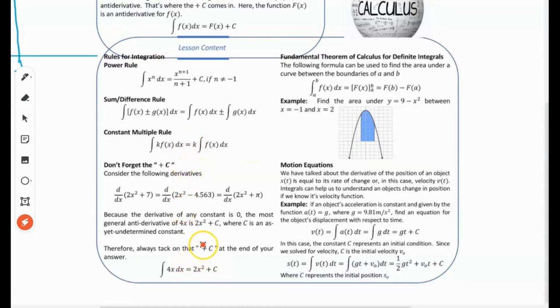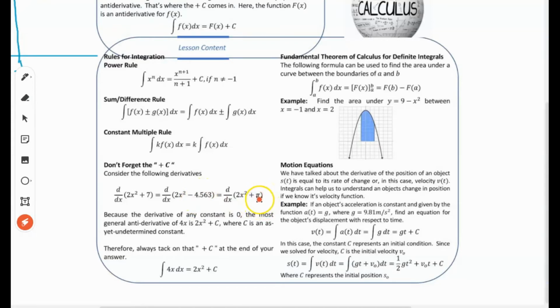Okay, and last thing, you've probably seen this C everywhere. I've got C's everywhere, right? What's the C? Well, let's look at this. Let's say we have 2x squared plus 7. Let's find the derivative of that. Well, 2x squared would be 4x, and the derivative of 7 is just 0. But that's the same as this. What if your function was 2x squared minus 4.563? It would be the same thing. It would be 4x, because this constant would become 0. Same if that constant was pi.